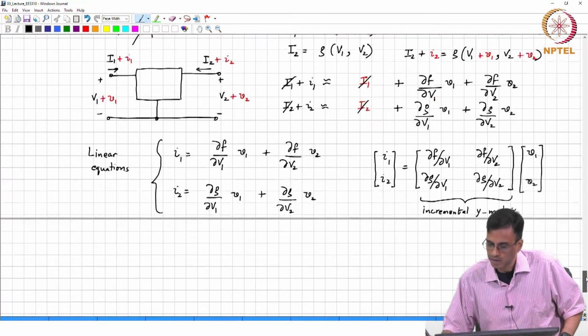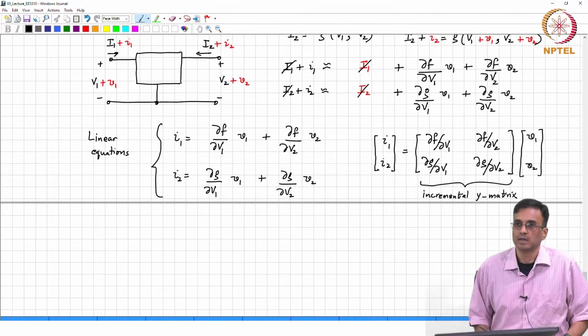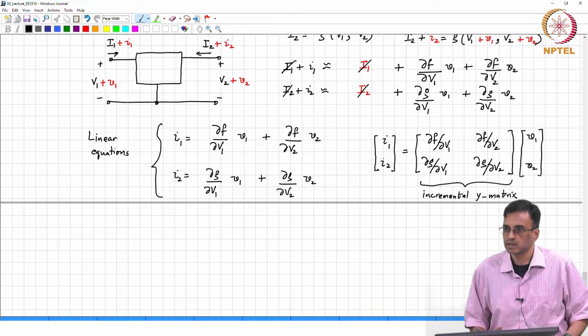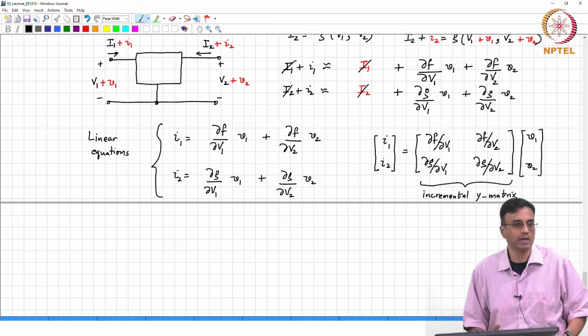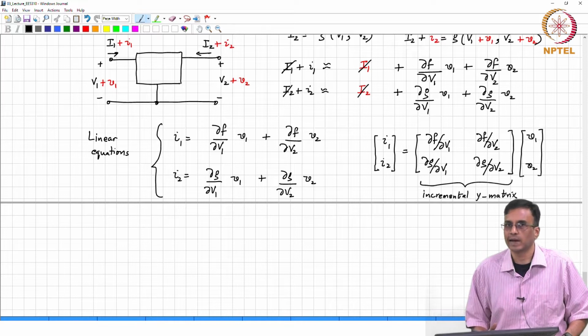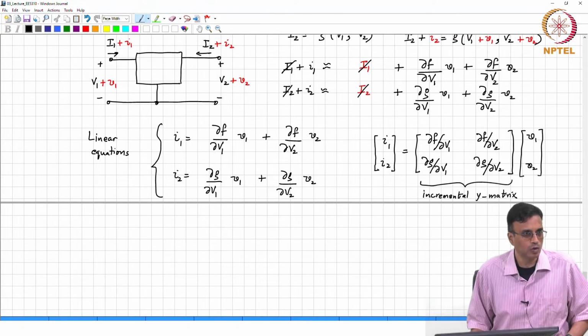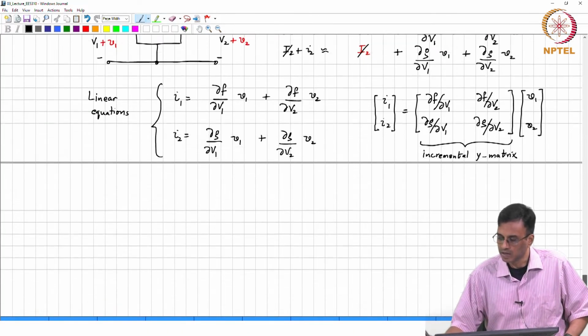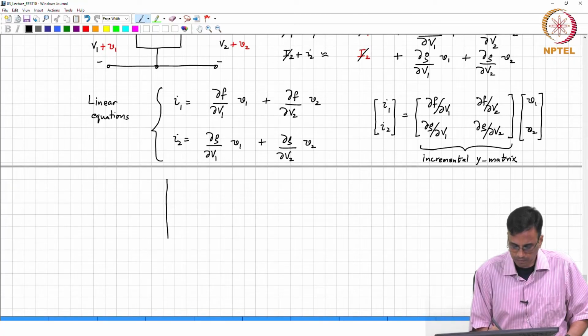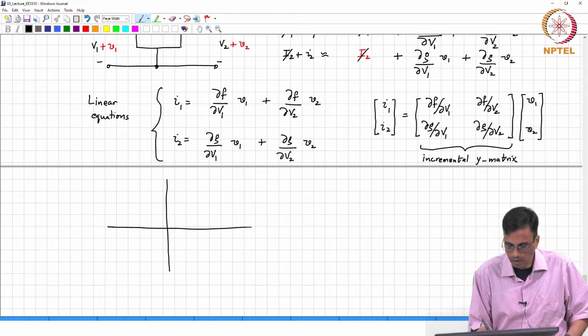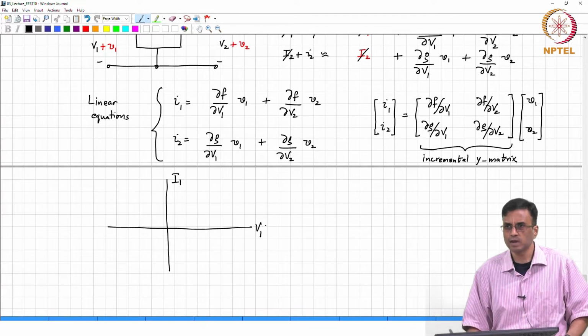So, again a picture is worth 1,000 words. Just like we did with the linear 2 port, we would like to show the performance of the 2 port in a picture. Again we cannot draw a 3D surface, so we will draw the input characteristics, which are again I1 versus V1 for different values of V2.